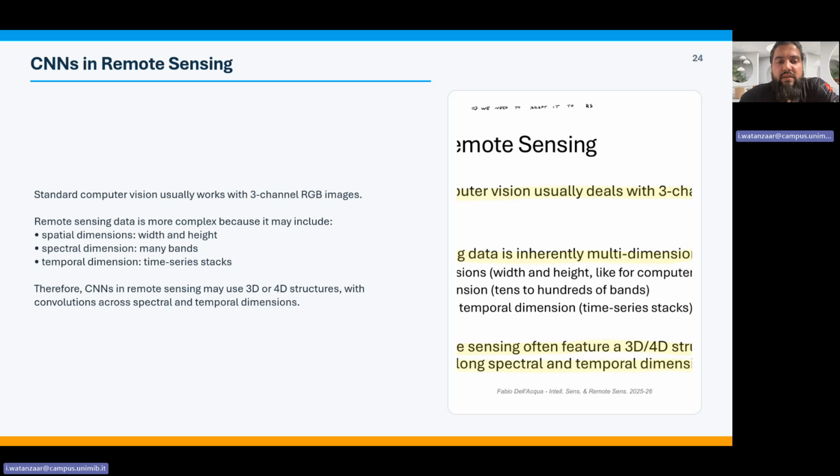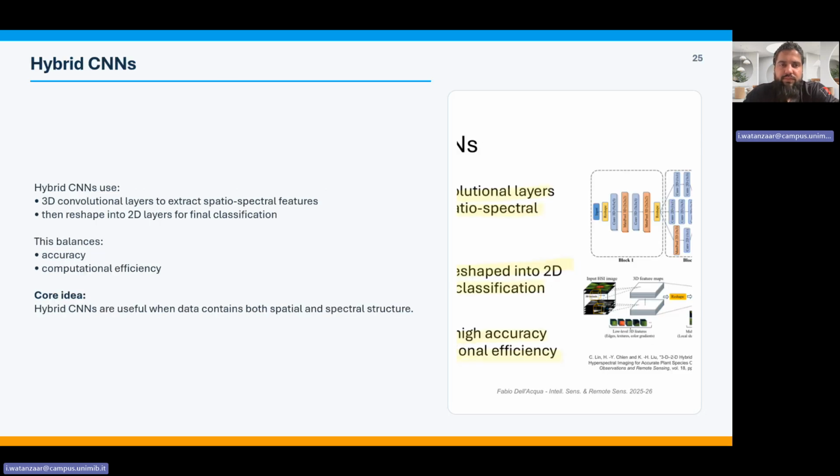Therefore, CNNs in remote sensing may use a 3D or a 4D structure due to the multiple dimensions of the data, with convolution across the spectral and temporal dimensions. They will have a separate convolutional layer specifically for the spectral and temporal dimensions. In the temporal, we have data from multiple times, so this becomes very high, and that's why they assign a separate convolutional layer for the temporal and spectral. Spectral information is important, having multiple vectors in there.